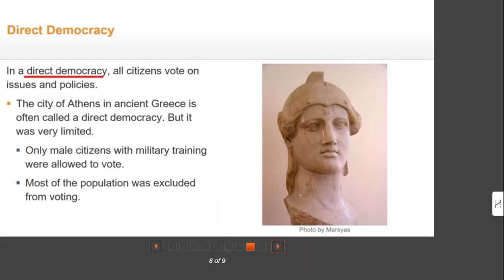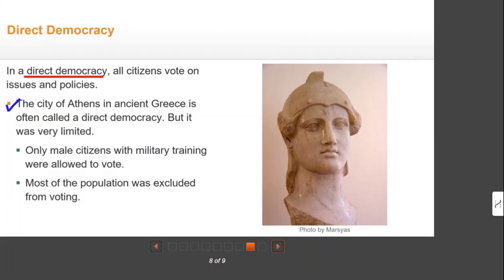A direct democracy is also called pure democracy because it's the most direct way for citizens to exercise their power to shape the government they live under. Citizens vote to make governmental policy and decisions. Direct democracy is usually traced back to the city of Athens in ancient Greece, but this is misleading.